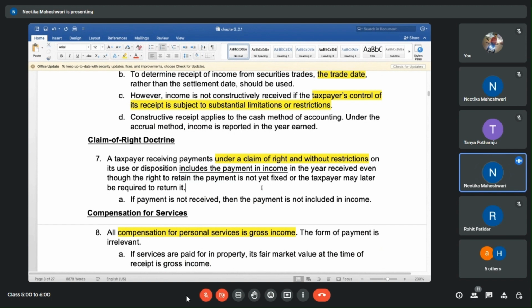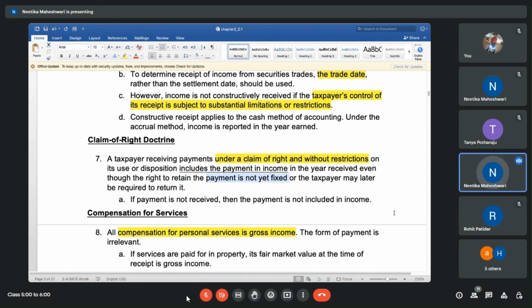So if we have a claim of right, not any restriction, then even though the payment is not completely fixed, or say we are just giving a range, we don't know, actually the number will be calculated later, which is okay, we can just take an estimate. Or maybe the taxpayer can come later and say, no, you guys have not provided the full service, we need a discount on that. That could also be done later. It could be altered later.